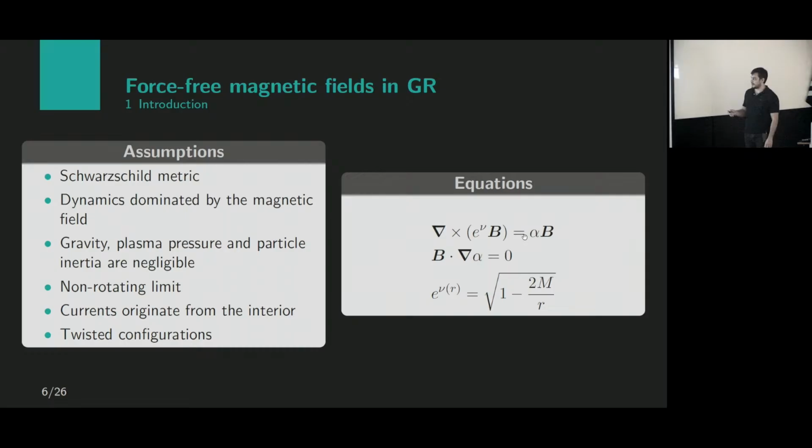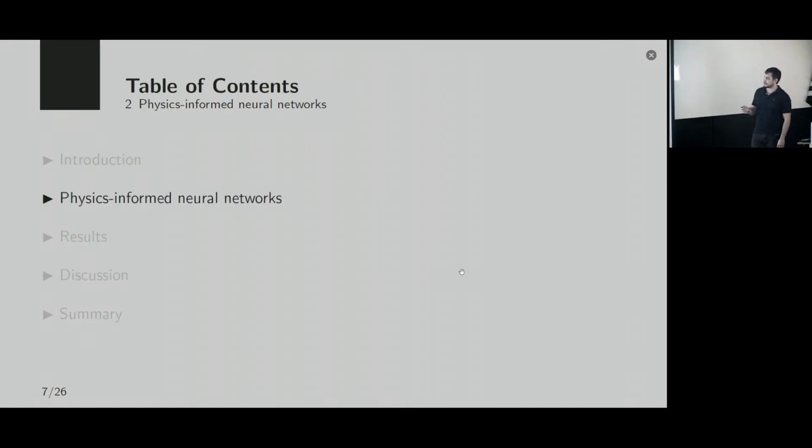This is the force-free assumption. This force-free function here, alpha, is a function of space, has to obey this constraint, which is very easy to show, and it merely states that this alpha is constant along field lines, but different between different lines. Okay. So, a pause here. This is the problem that we're trying to solve.